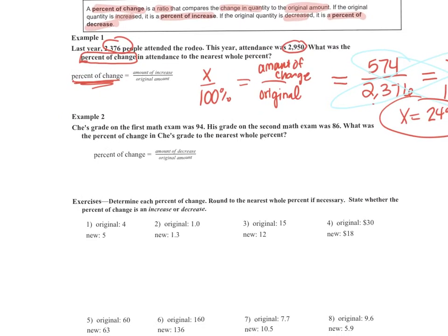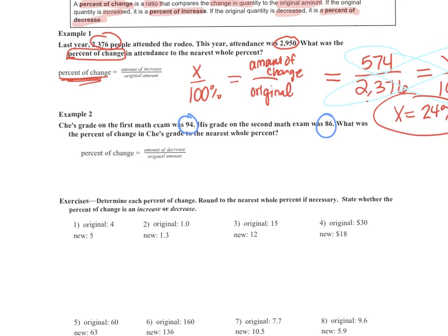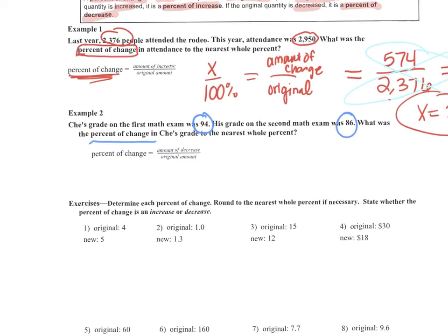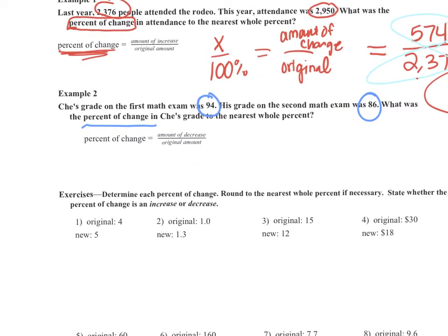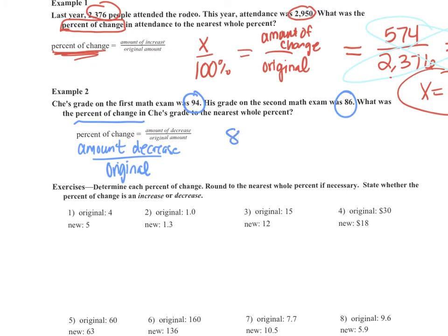Okay, so example 2. Chase's grade on the first math exam was 94. His grade on the second was 86. What was the percent of change in his grade to the nearest whole percent? The percent of change, we want the amount of decrease because it went from 94 to 86, on top of the original amount. So how much did it change? 94 minus 86 is 8. And that goes on top of the original test grade, which was 94.